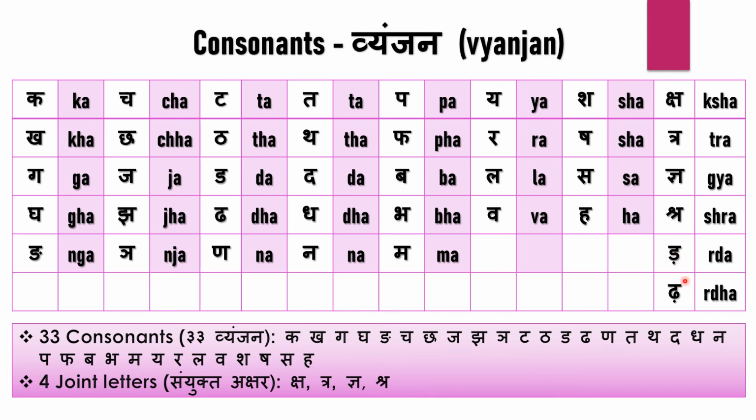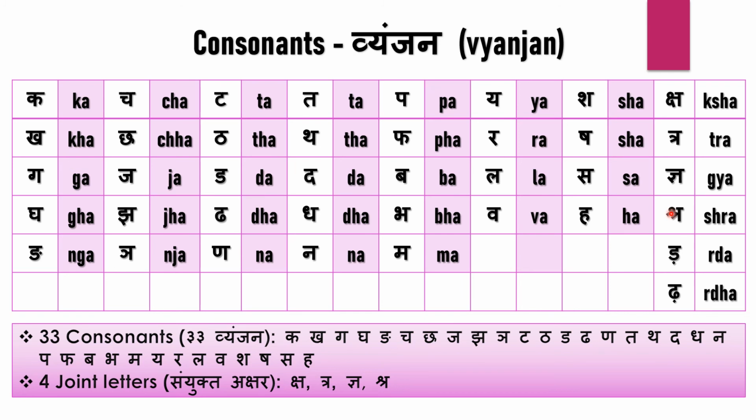These two we are using when we are making words, and you will learn later how to use this and how to pronounce this. This is da. This is dha. So please note that we have only 33 consonants, 33 Vyanjan. Ka to ha.